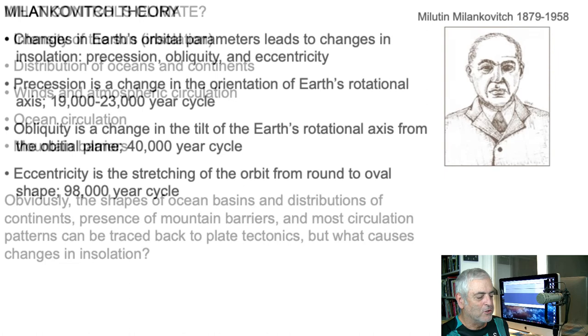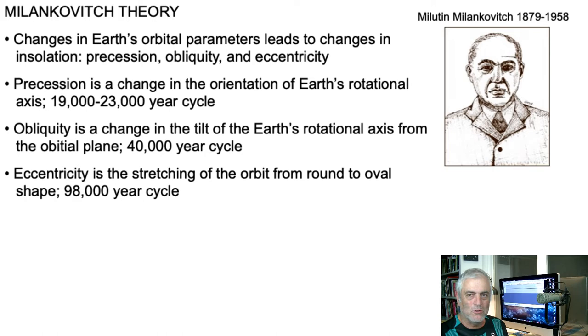But it took one person to figure it out, and he used what he understood about the Earth-Sun relationship and just the Earth parameters themselves. And so they're called orbital parameters. And the guy who figured this out was a mathematician. And his name was Milutin Milankovitch. And so Milankovitch lived from 1879 to 1958.